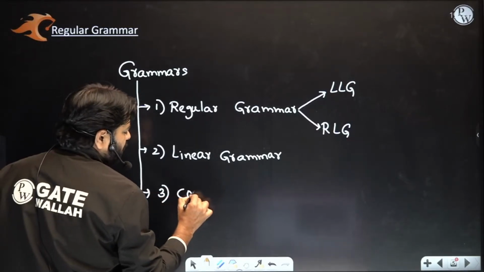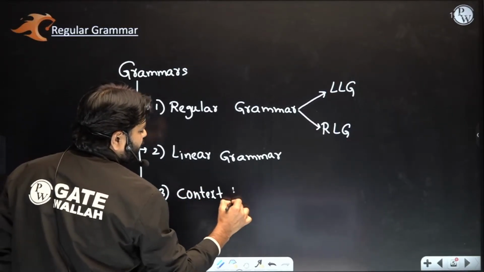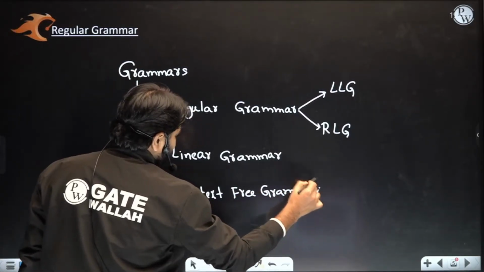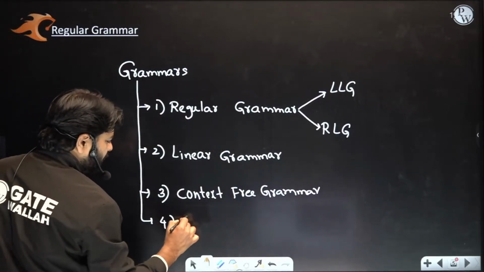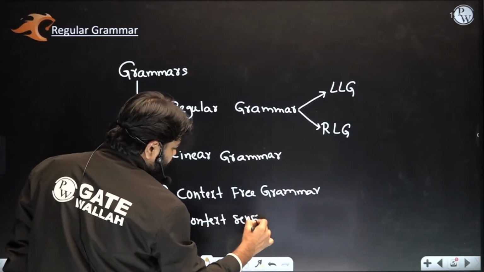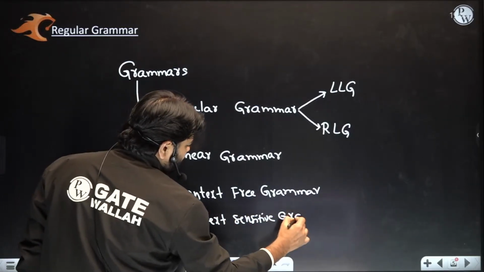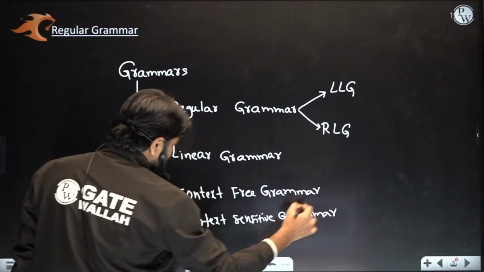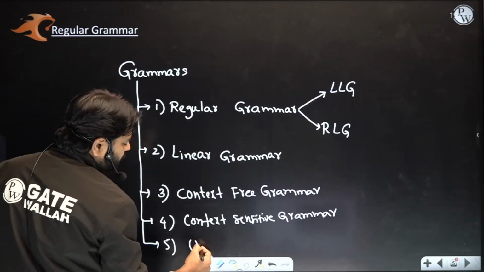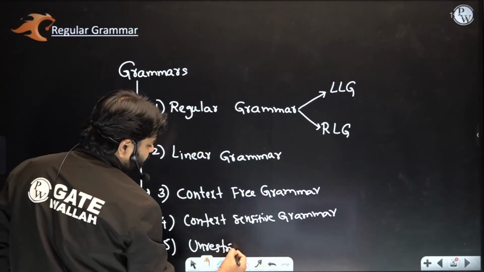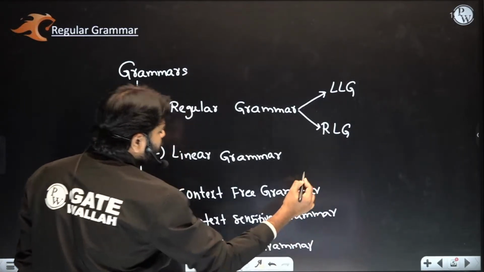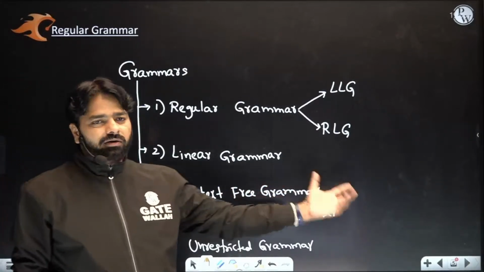Context free grammar. Likewise, you will be having context sensitive grammar. So this is a very big list, right? We don't learn all of them in the same chapter. We'll be looking at them in different chapters. Unrestricted grammar, right? The most famous and important grammar is context free grammar.